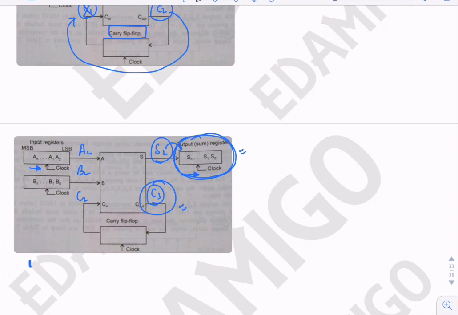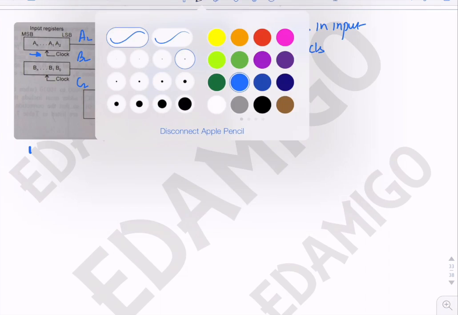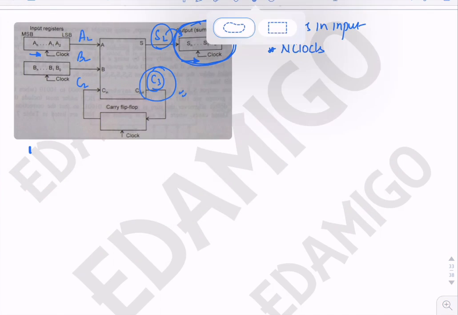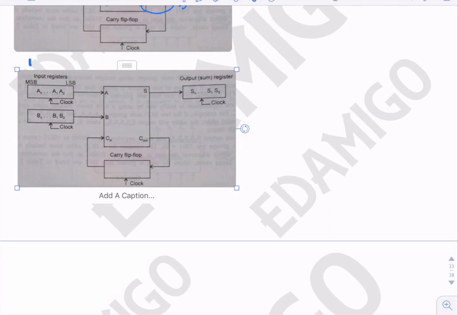Okay, so if there are n bits in the input, we will need n clocks to get the output. Clear? Now a very basic question that can be asked in this circuit is: what should be the minimum clock frequency? Okay, what should be the minimum clock frequency?